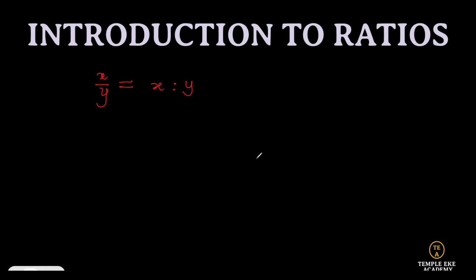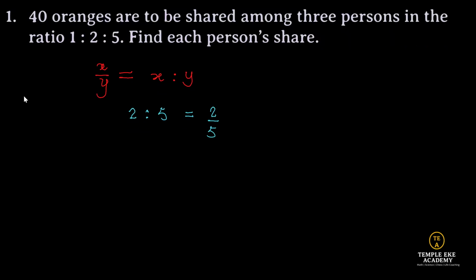x and y are actually whole numbers. They are real numbers. So if we have an example, 2:5, this actually represents the fraction 2/5. The ratio is an alternative way of representing a fraction. Okay, so now we can start looking at illustrative examples very quickly. So let us see the first example.